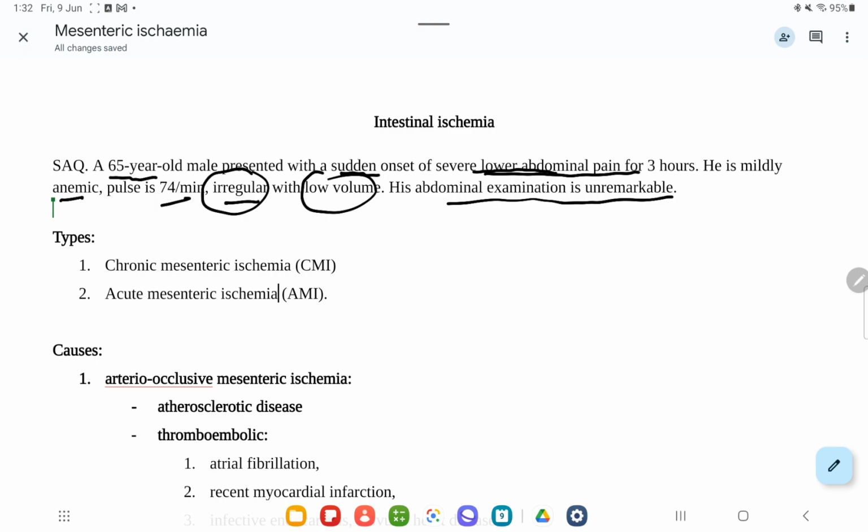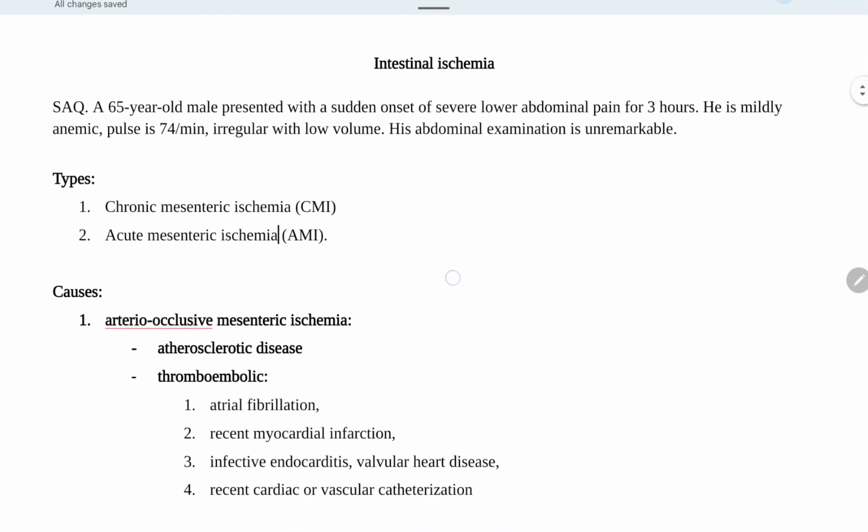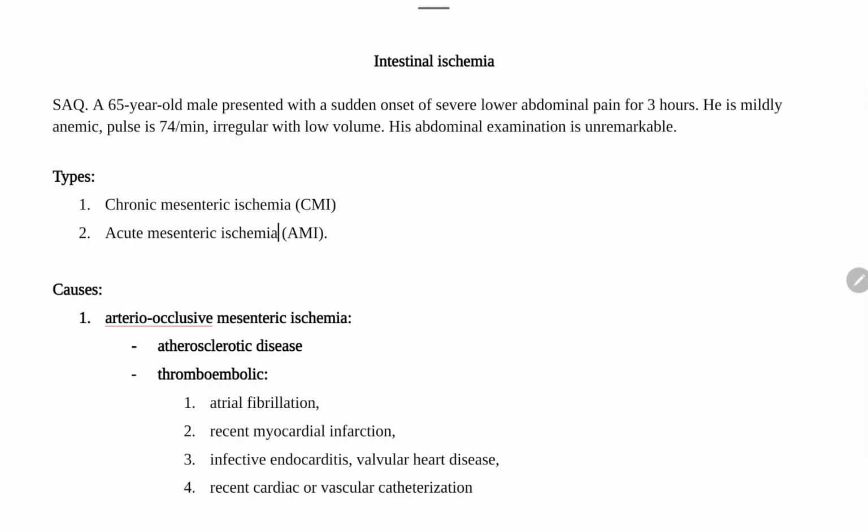At the end of the video, you will find out the actual diagnosis. Before that, we'll go through the theoretical discussion of intestinal ischemia. Intestinal ischemia means ischemia of the intestine. It is sometimes called abdominal angina. Abdominal angina is the pain in the intestine or abdomen due to decreased blood flow due to any cause.